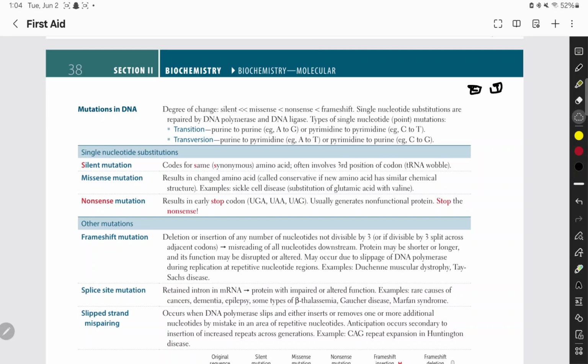So you need to remember that the degree of change in the DNA is basically based on the single nucleotide substitution, whether it's a silent mutation, missense mutation, or a nonsense mutation, or a frame shift mutation. So this is the degree of change.